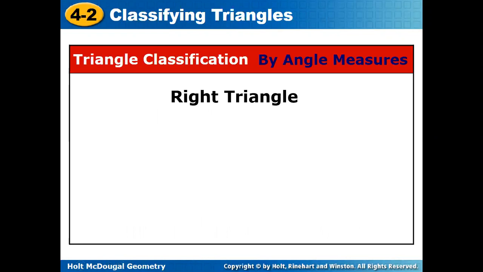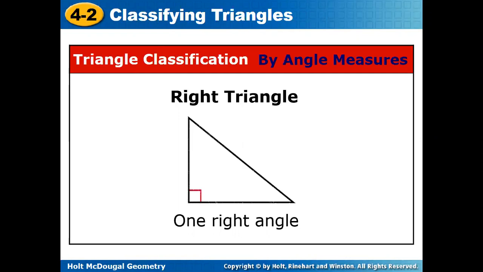The third type is right triangle. This right triangle has exactly one right angle, and we know that the right angle looks like letter L, like this. So the right triangle is a triangle that has one right angle and the other two are acute.